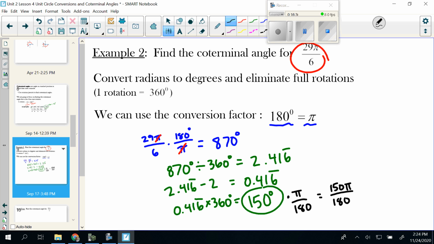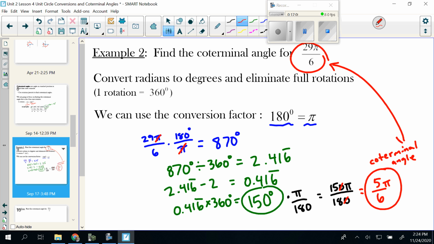We can simplify that. For sure the zeros here would cancel if we divide by 10. And 3 goes into both of those numbers. So 3 goes into 15 five times, and 3 goes into 18 six times. So it'd be 5 pi over 6. That's the coterminal angle to what we had up here.